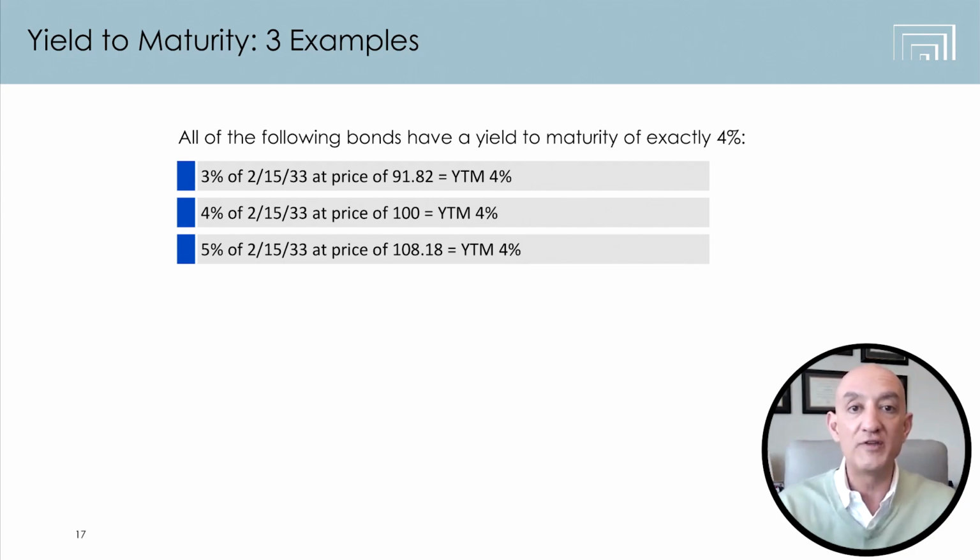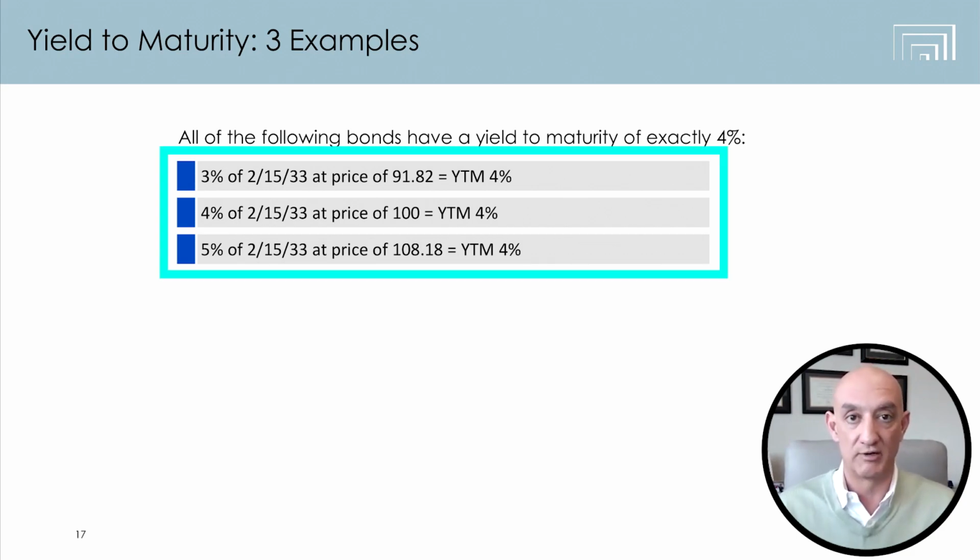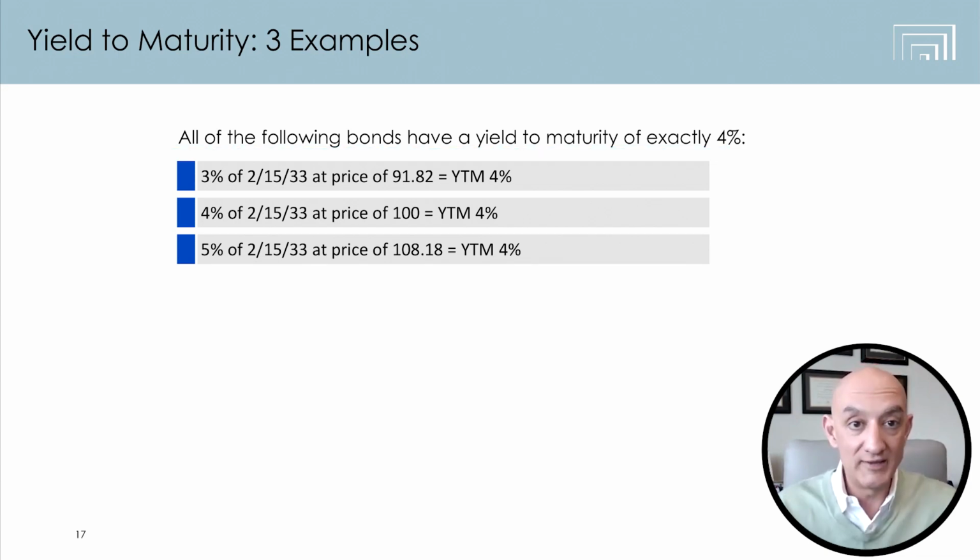In other words, all these three bonds, because they are so similar, they're backed by the same entity, they have the same maturity date, they really would have to have about the same return. So the market uses yield to maturity to equalize it. All three of these bonds give the buyer a yield to maturity of 4% per year. The way they're doing it is different.